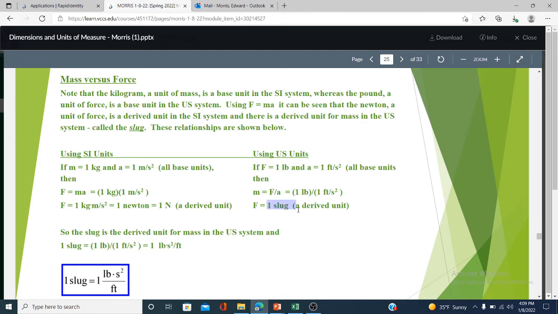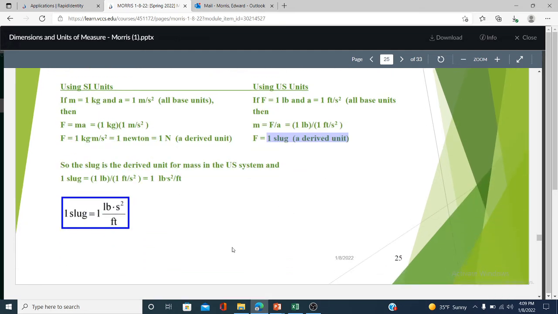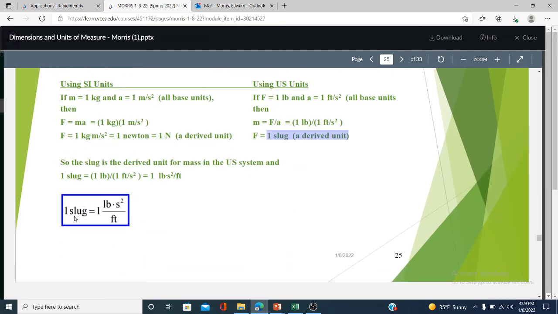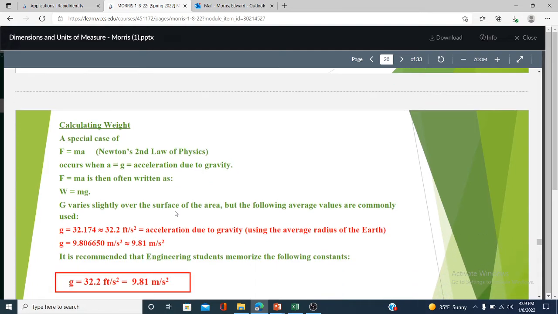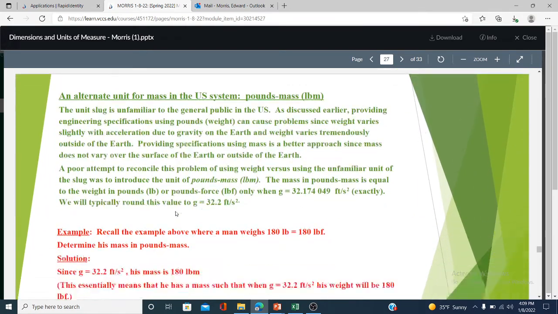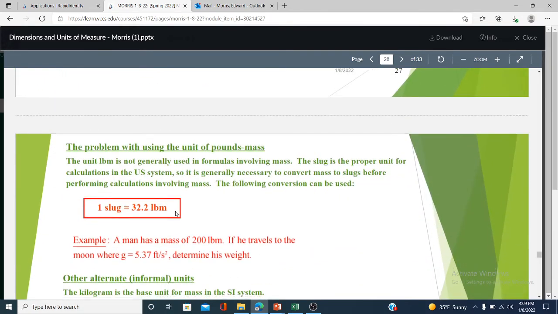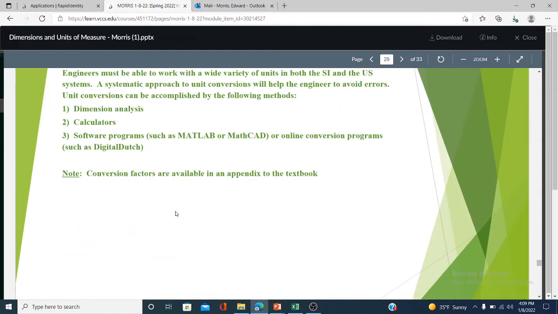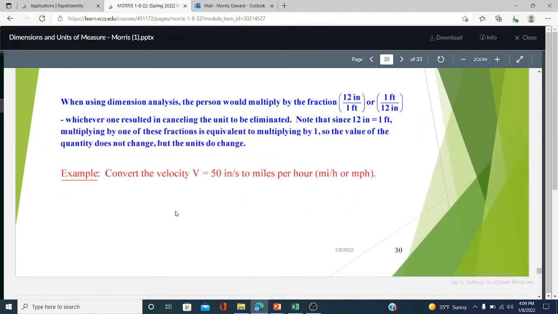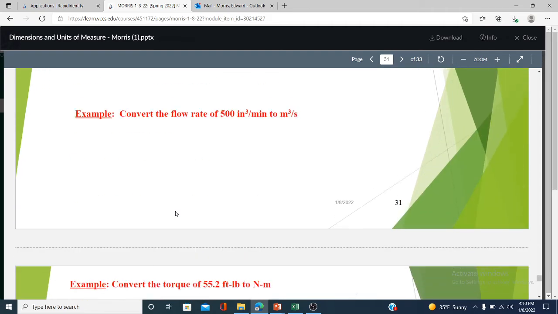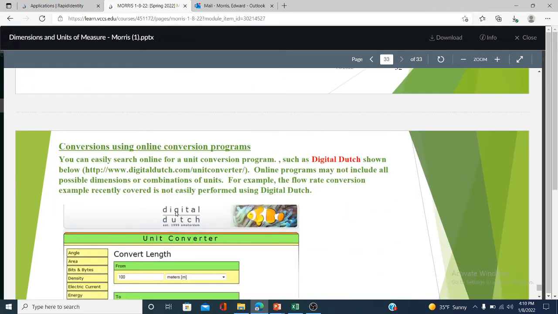So slug is a derived unit. And there's the definition: one slug is equal to 1 pound second squared divided by feet. Okay, you can read through most of this. I'm just hitting some highlights here. There are some more conversions I'm going to do for you eventually.